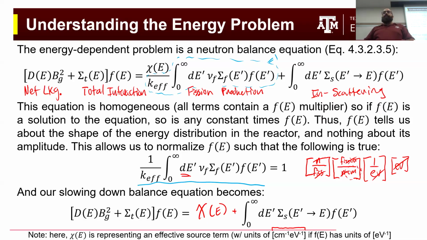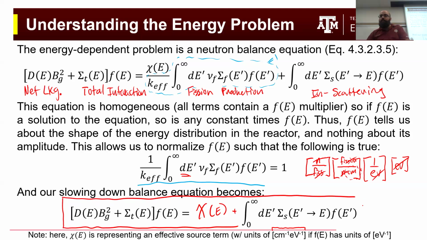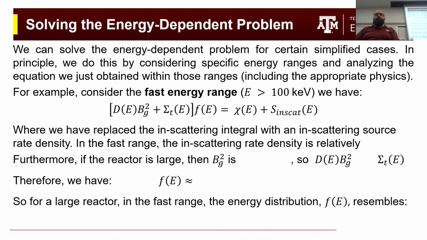So with that being said, now that we have a form of this, this right here is what we would call our slowing down balance equation. And again, it is a balance equation because it's showing us on the left-hand side our different losses, and on the right-hand side, our different gains. And then in practice, we can start trying to solve this equation in different contexts. Basically, we're going to consider a specific energy range, like only considering the fast range, and then we'll modify the equation based on that energy range and based on what kind of physics would be involved in that particular energy range.